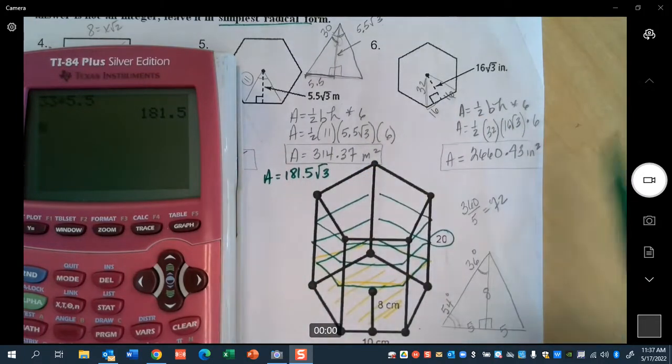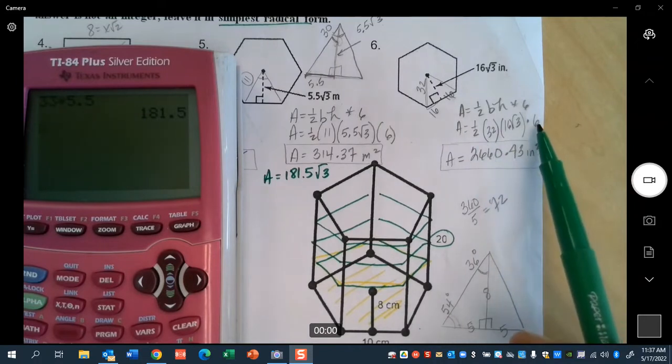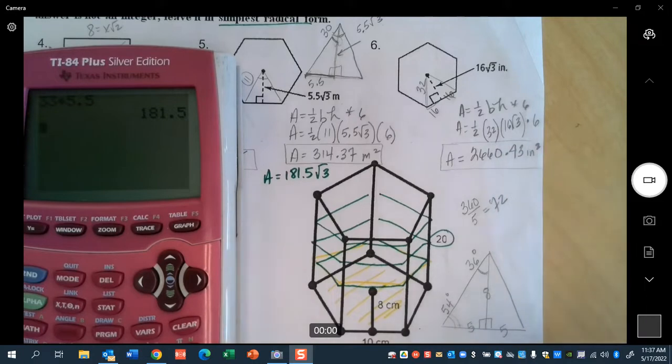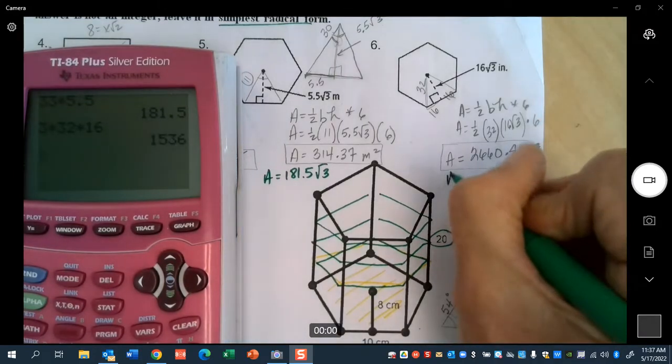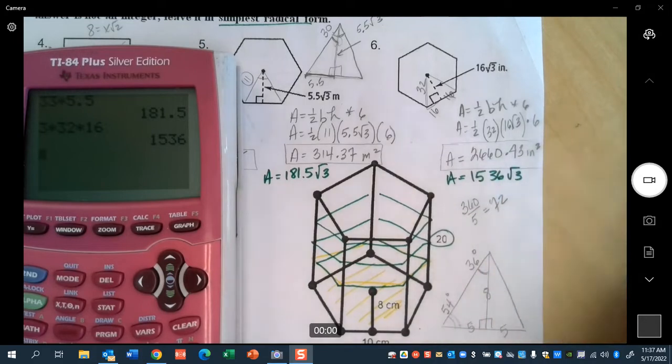Yeah? All right, and then over here, 1/2 of 6 is 3. This is a 32, right? So 3 times 32 times 16 is 1,536 roots of 3. You like that better?